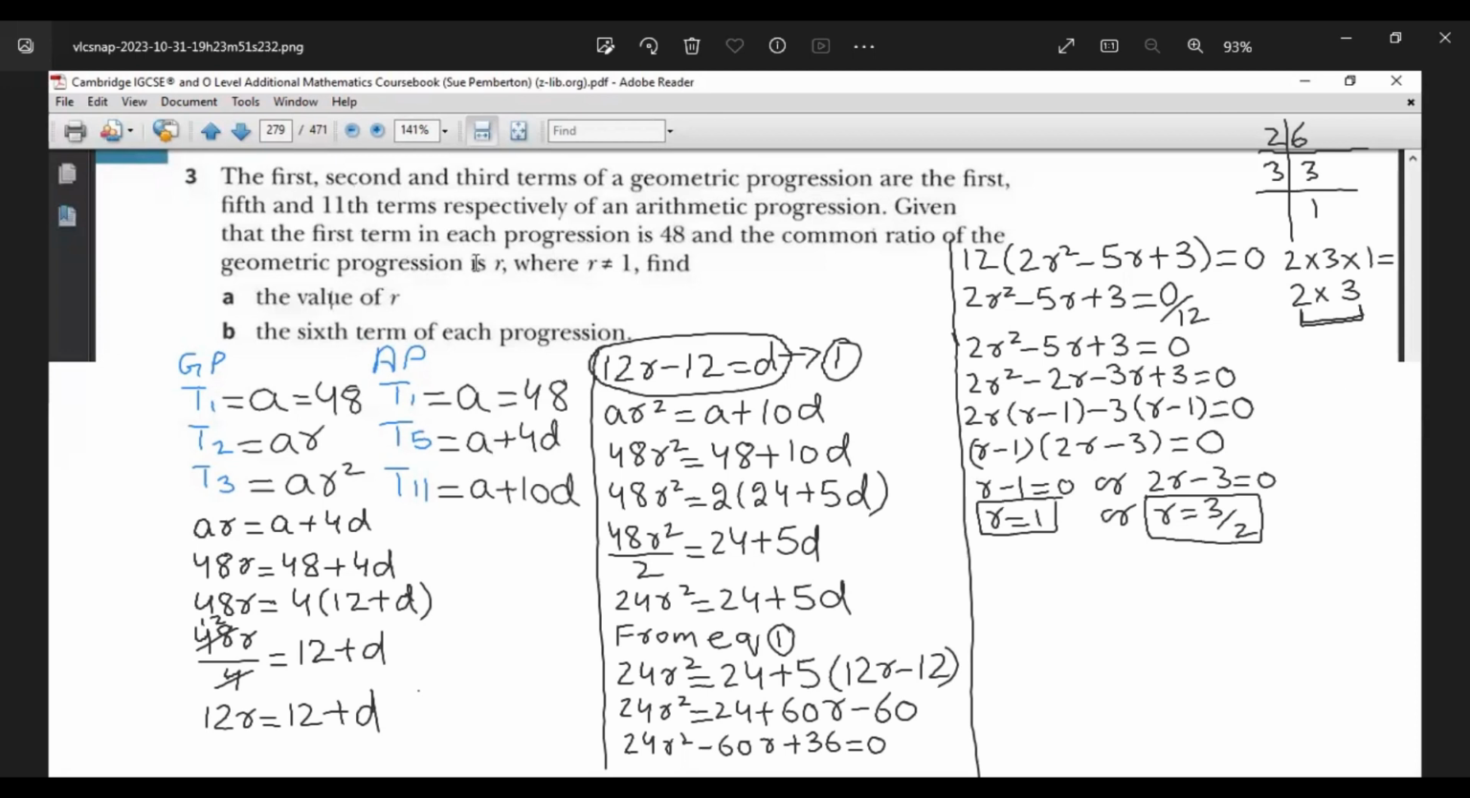Now in the question, they have already said over here that R is not equal to 1. Okay. So it means that R equals to 1 will be rejected. Okay. I will not work with R equals to 1. So the final answer for A part will be R equals to 3 upon 2.